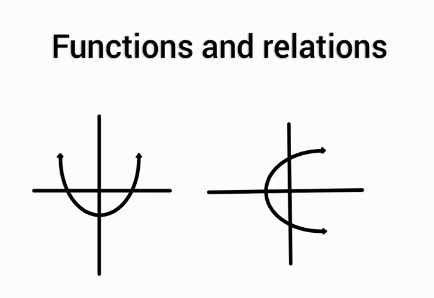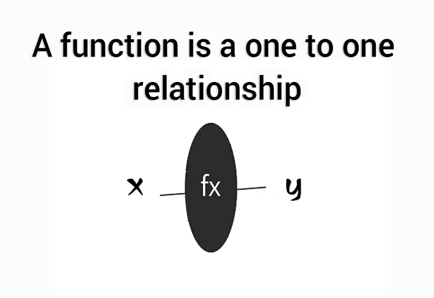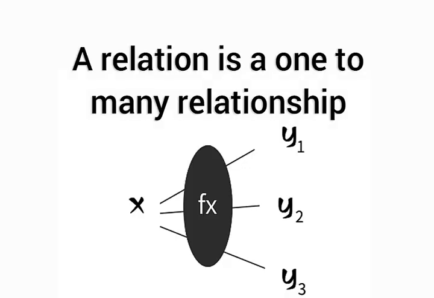Functions and relations. What is the difference between a function and a relation? The difference is pretty simple. A function is a one-to-one relationship, and a relation is a one-to-many relationship.